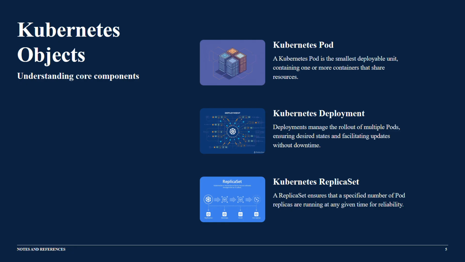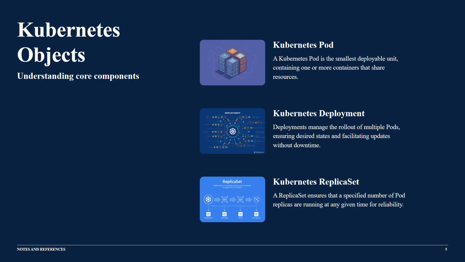Kubernetes objects. Here, understanding the core components, are Kubernetes pods. A Kubernetes pod is the smallest deployable unit containing one or more containers that share resources. Kubernetes deployment. Deployments manage the rollout of multiple pods, ensuring desired states and facilitating updates without downtime.